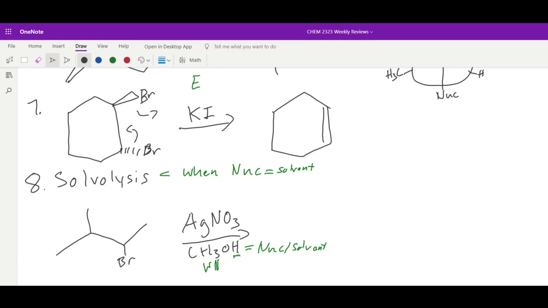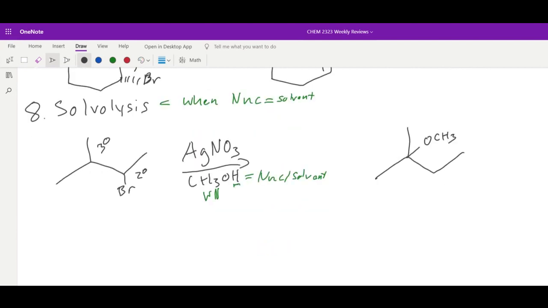So if I know it's SN1, I have a secondary carbocation. I see a tertiary hydride shift that I can do, so I'm going to do that. And I'm going to attach my OCH3 just like that. Okay, so that should be your final answer. It's going to be SN1. Number 9, it's not really a question, but if you see H2SO4, do E1. Okay?